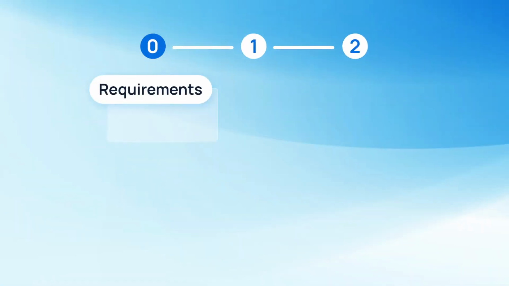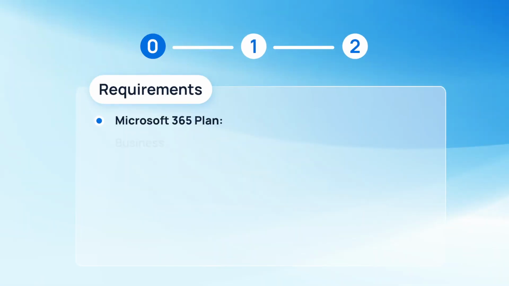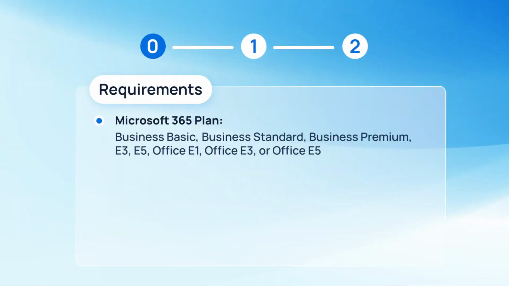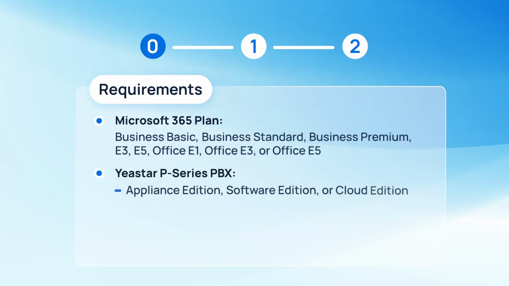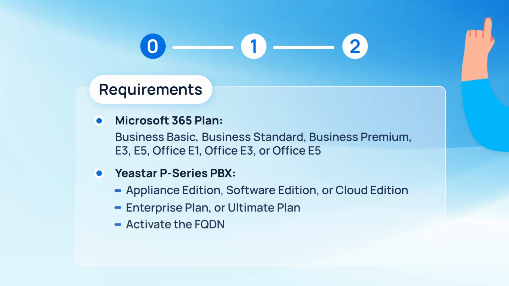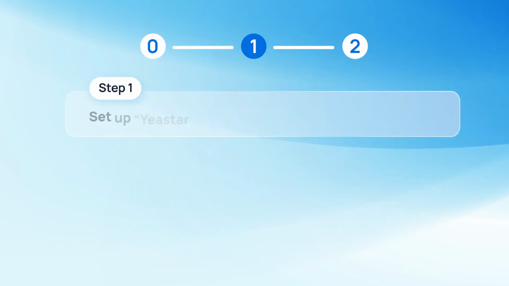To realize the integration, we need to have at least a Microsoft Teams Business Basic or above. In the meantime, for P-Series PBX, we can use either Appliance Edition, Software Edition, or Cloud Edition, as long as it has an Enterprise or Ultimate plan subscribed. And make sure the FQDN is activated. You can check this video to see how to do it. Well, now we can get started.